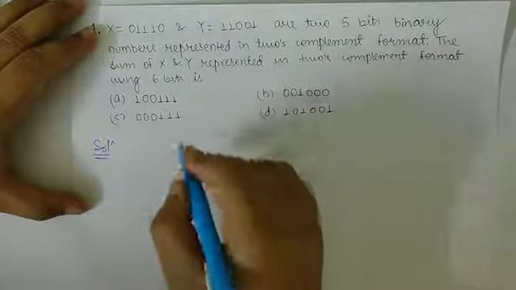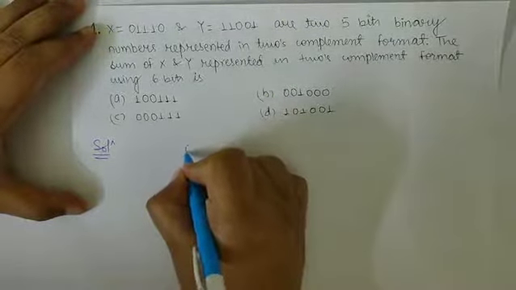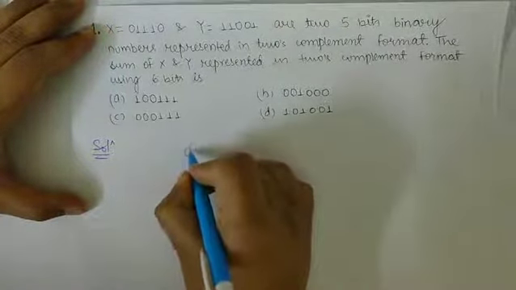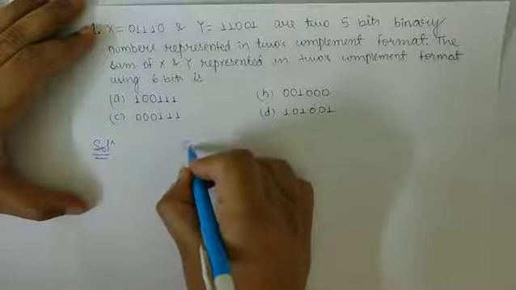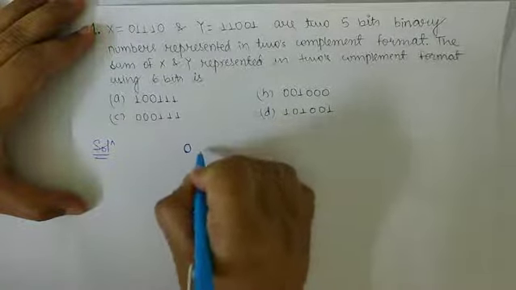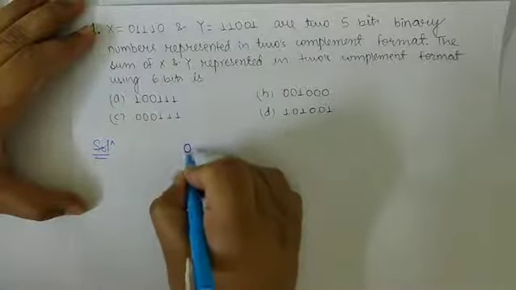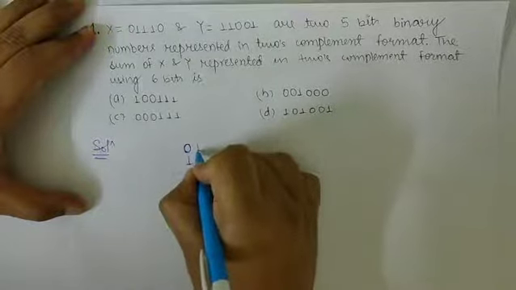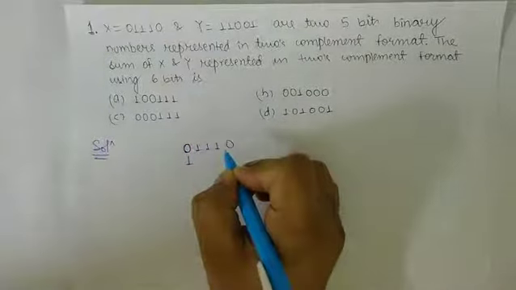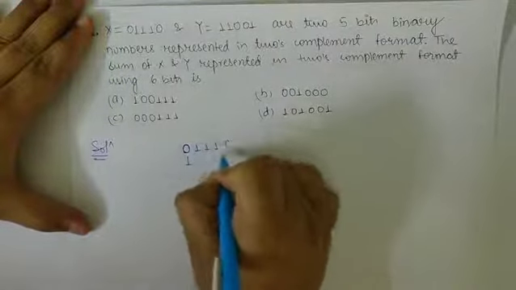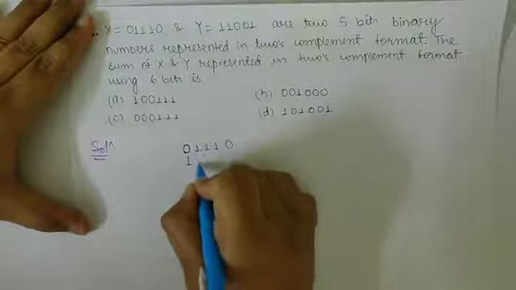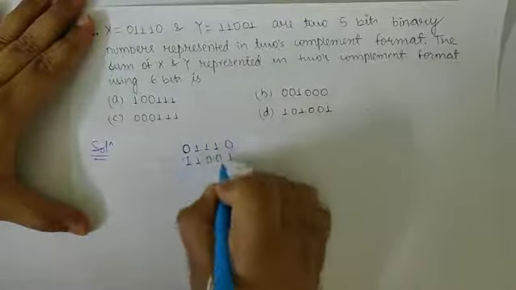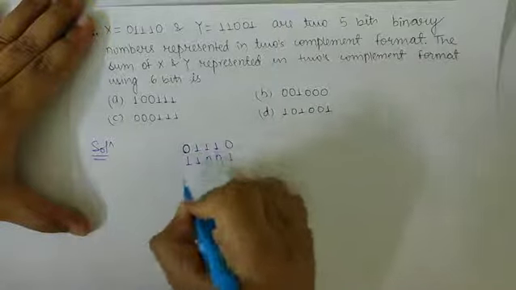In 2's complement representation, we use the first bit, also called the most significant bit, as the sign bit. If it is 0, the number is positive. If it is 1, the number is negative. Suppose I write 0, 1, 1, 1, 0, that means this number is positive. If I write 1, 1, 0, 0, 1, the MSB is 1, so this number is negative.